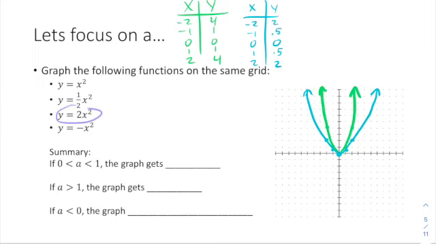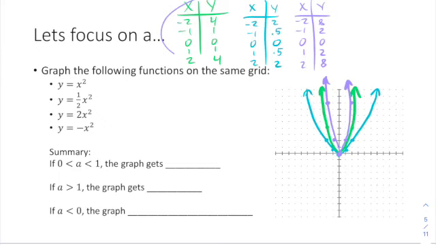Well, now let's take a look at what happens when we have a 2 in front. Well, with that 2 in front, we see that the graph gets a little narrower than the original parent function. Finally, let's take a look at what this negative in the front does. Well, this negative flipped the whole graph upside down. So let's summarize what we learned here.